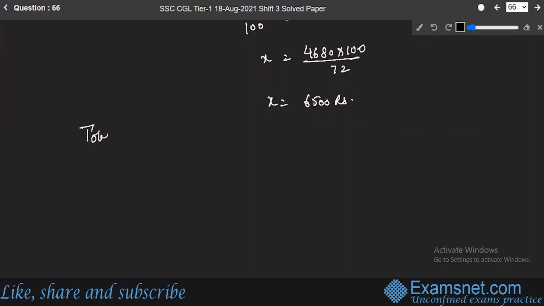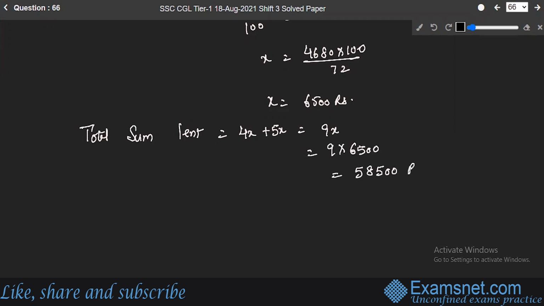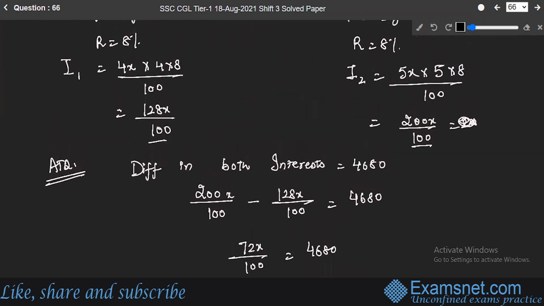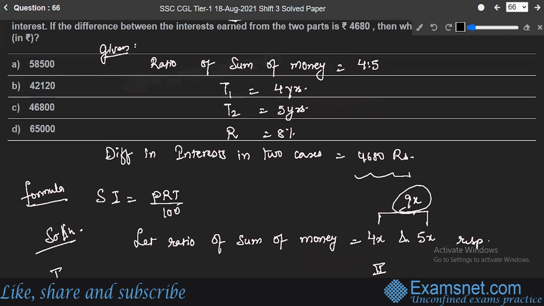Total sum lent is equal to 4x plus 5x, which is equal to 9x. That is 9 into 6,500, which is equal to 58,500 rupees. Let's check with the options. Option A is the correct answer to our question.